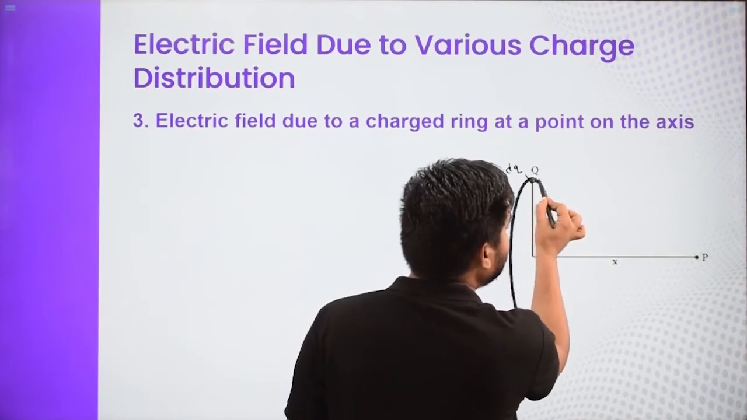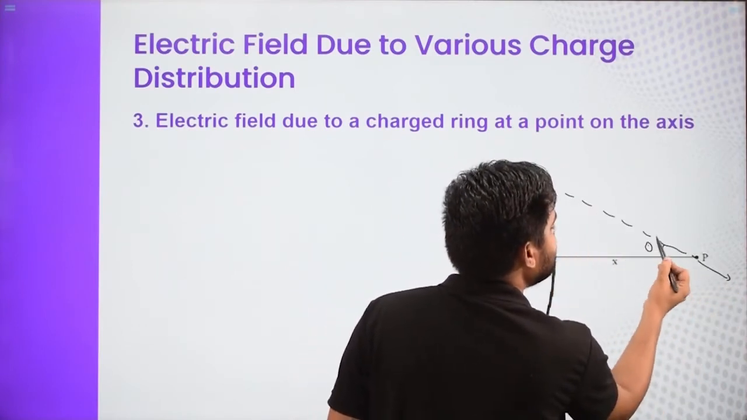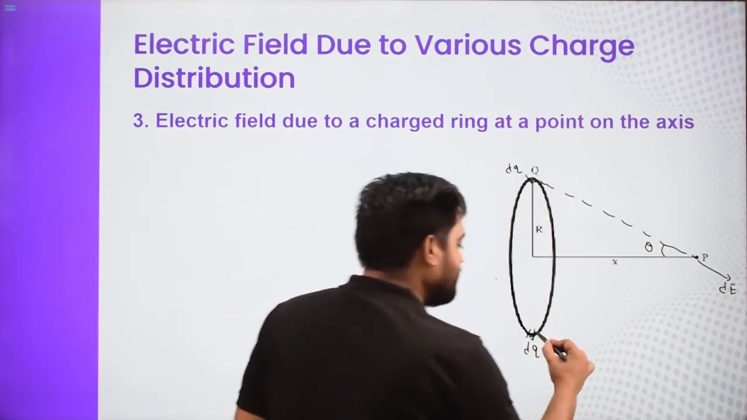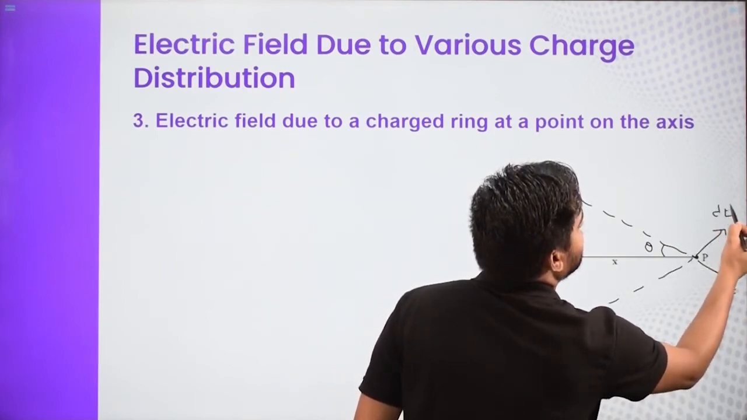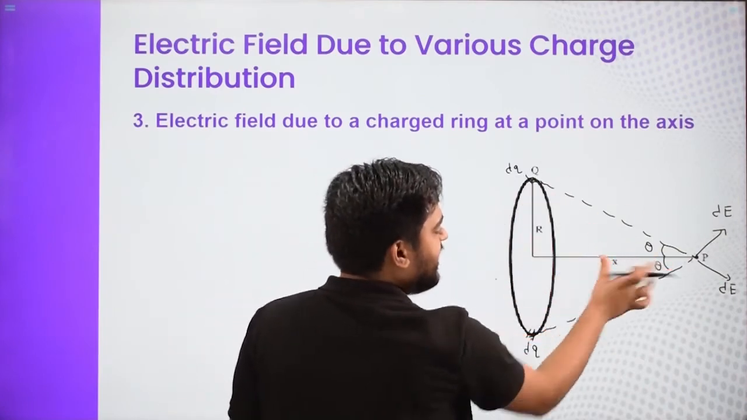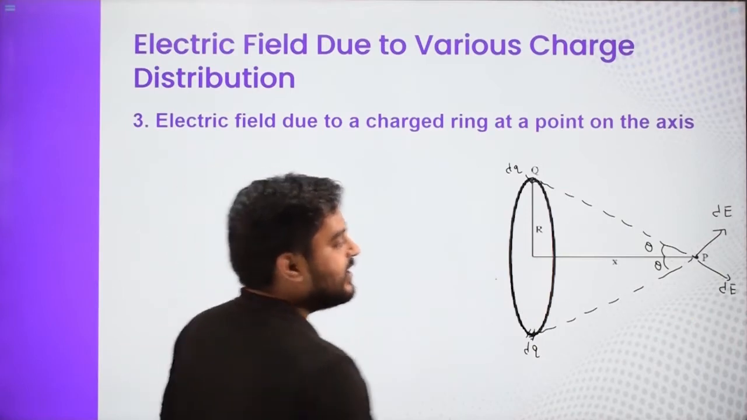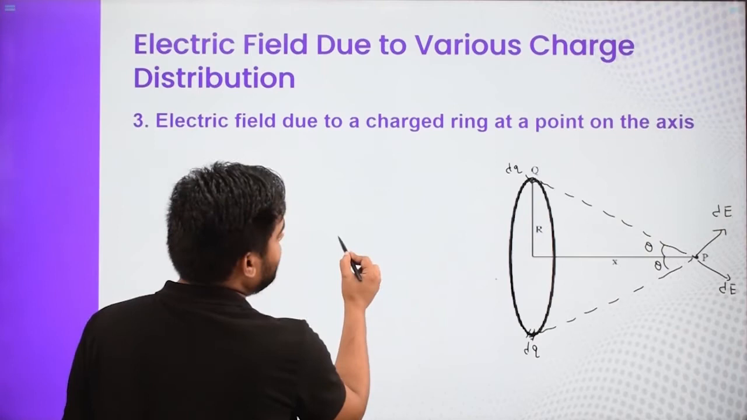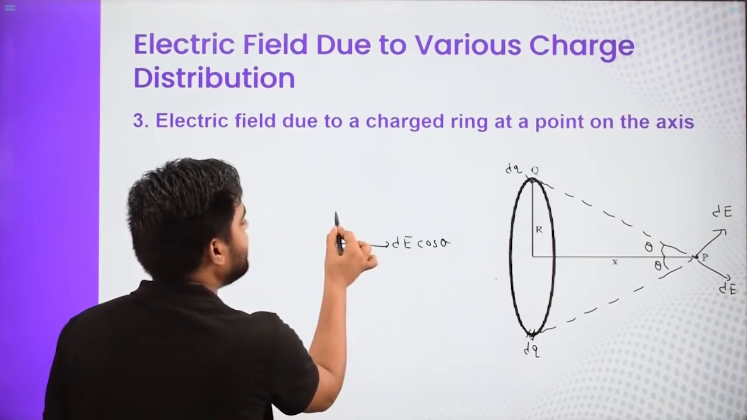So what will be the electric field due to this dq? It will be in this direction. Let us say this angle is theta and that electric field is dE. Similarly, due to this other dq, there will again be an electric field dE, and this angle will be the same theta, where tan theta is r by x. Here also it is r by x only. So both will have the same angle, theta. Now if you take the components of these two dE, then you will get dE cos theta and then dE sin theta.